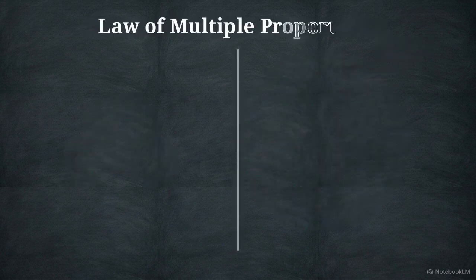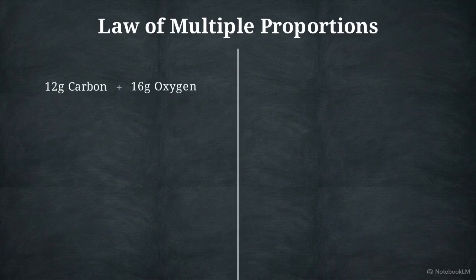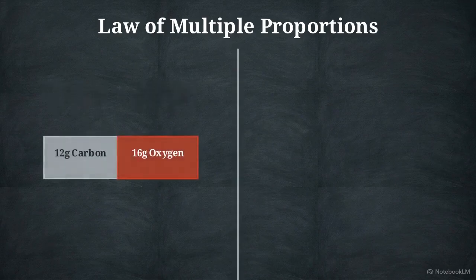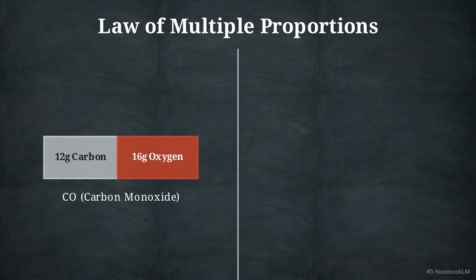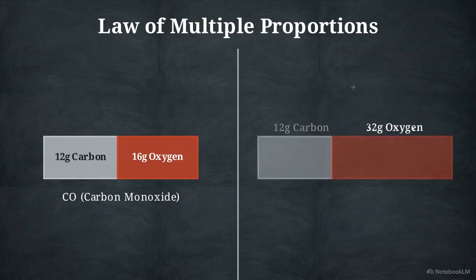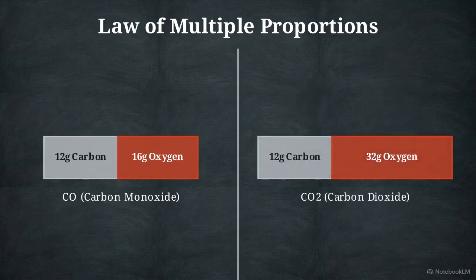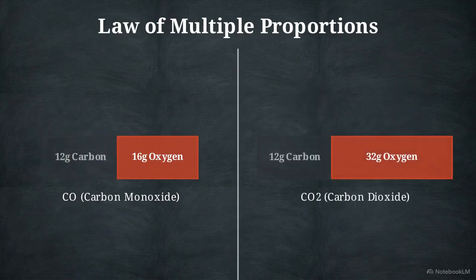When the same elements form different compounds, we look to the law of multiple proportions. Here, 12 grams of carbon reacting with 16 grams of oxygen forms carbon monoxide. On the right, 12 grams of carbon reacts with 32 grams of oxygen to form carbon dioxide. Look at the oxygen values.